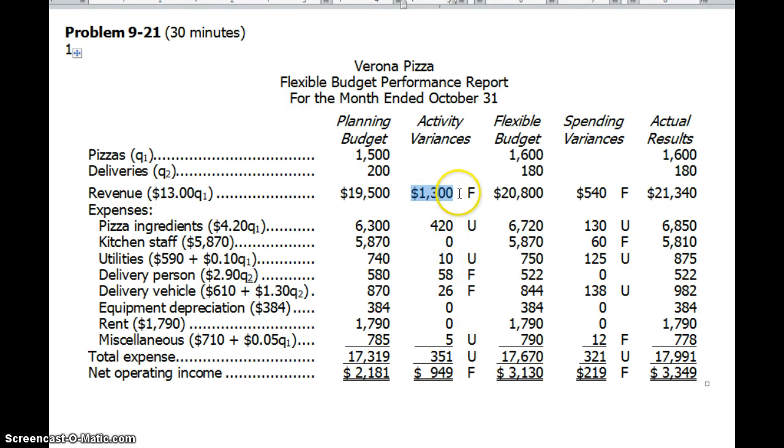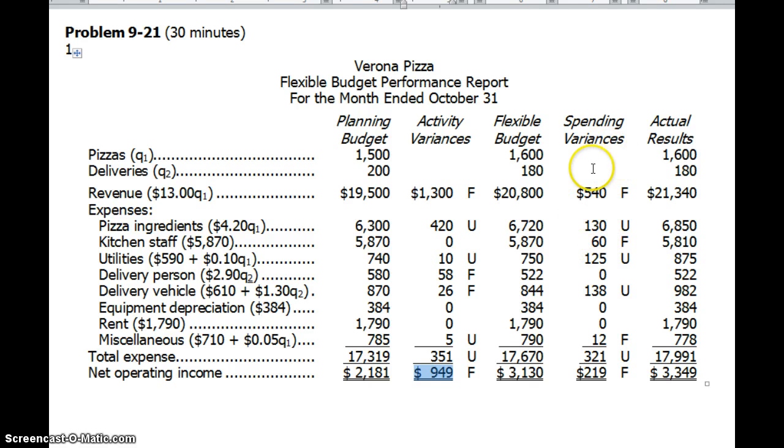Obviously, if you're going to sell more pizzas, you're going to have to make more pizzas. Therefore, we have some unfavorable expense variances with ingredients and utilities. However, for our delivery person and delivery vehicle, we have some favorable variances. Don't get too excited. This is only due to the fact that we had 20 fewer pizzas delivered. So you would expect to have less costs for a delivery person and a delivery vehicle. All told, we have a $949 favorable activity variance between the plan and flexible budget, primarily due to the fact that we sold more pizzas and delivered fewer pizzas.